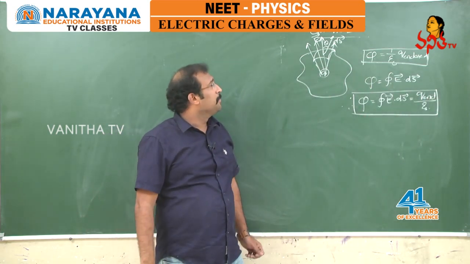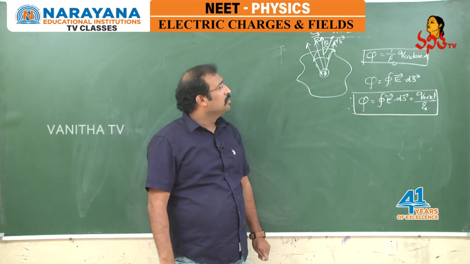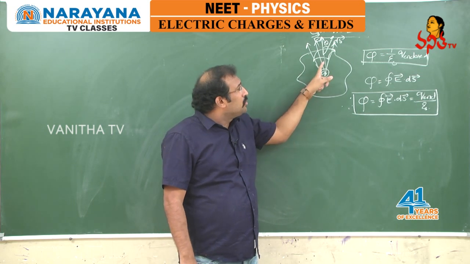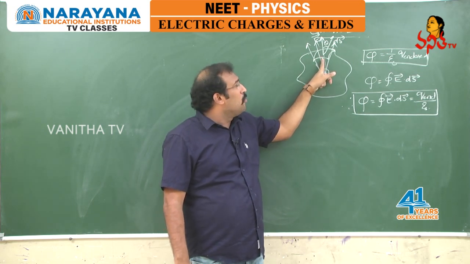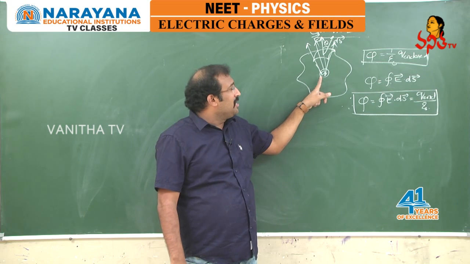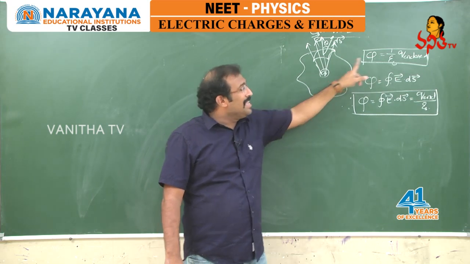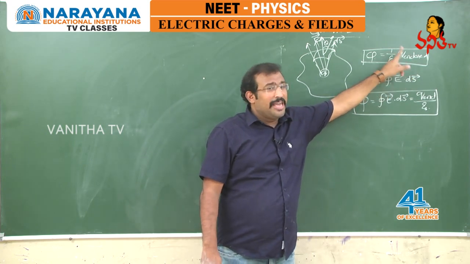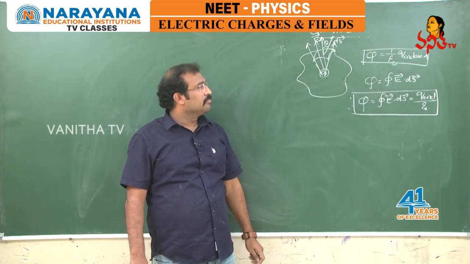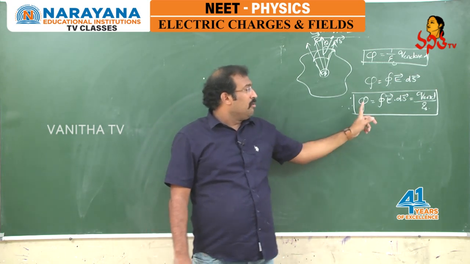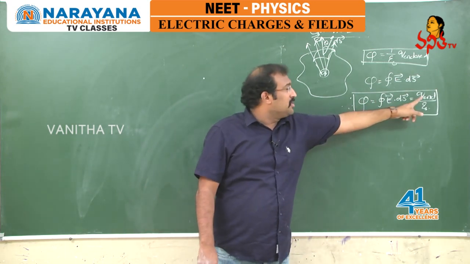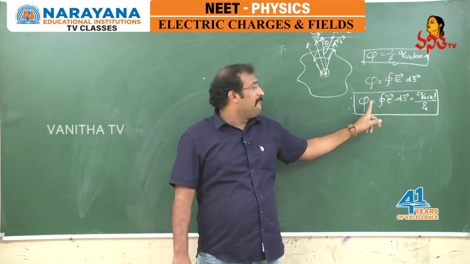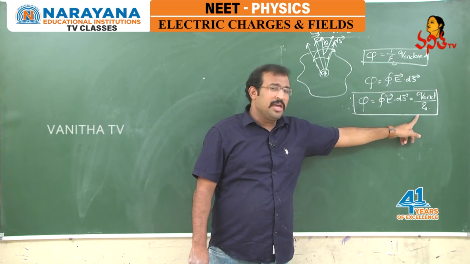Once again I repeat, what is Gauss law? Gauss law is defined as: the total flux through a closed surface due to a charge enclosed by it is equal to 1 by epsilon naught times the charge enclosed by that surface. So, if Q is the charge enclosed by the surface, then the flux through the closed surface can be written as phi is equal to Q enclosed by epsilon naught.